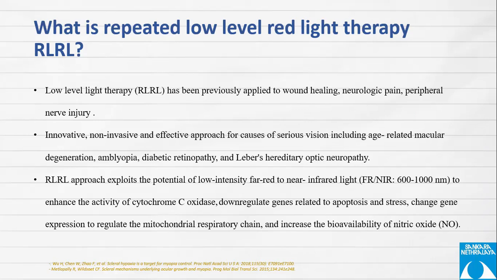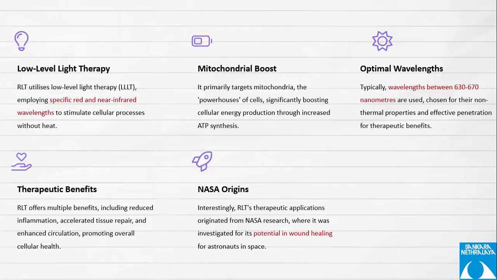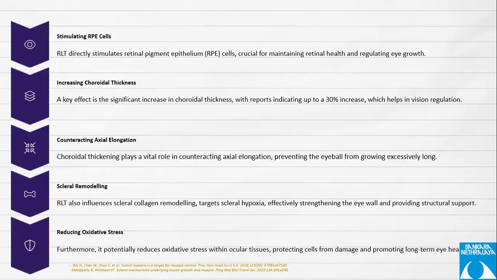Low-level red light therapy has been previously applied to wound healing and other peripheral nerve injury, especially in cases of diabetic retinopathy and myopia. This approach exploits the potential of low intensity near infrared light to enhance the activity of cytochrome C oxidase, which is important for mitochondrial work and related to downregulating apoptosis and stress related processes, and in fact increases the bioavailability of nitric oxide, causing remodeling of tissues.